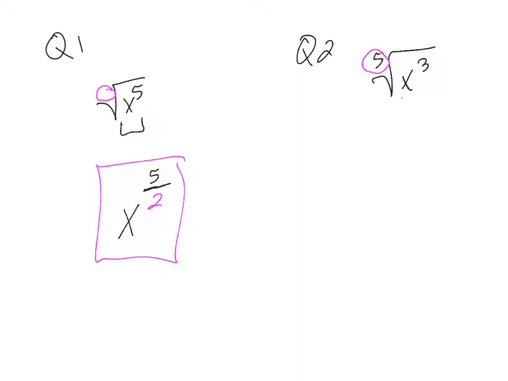Question 2, we're going to do the same thing. Take what's on the inside here, and our denominator is going to be whatever root it is. And we see here that it's the 5th root. And that is the rational exponent form of question 2.